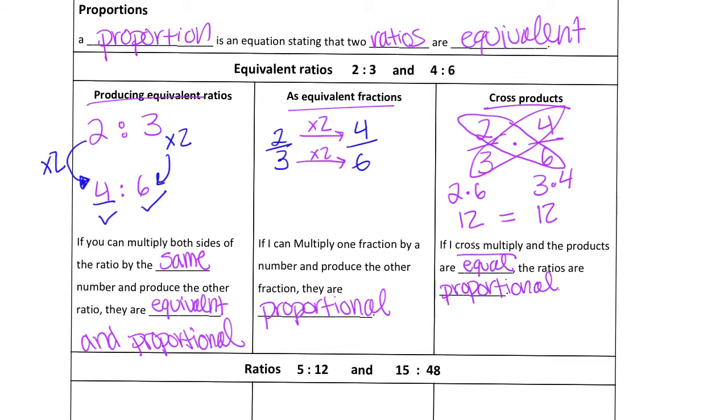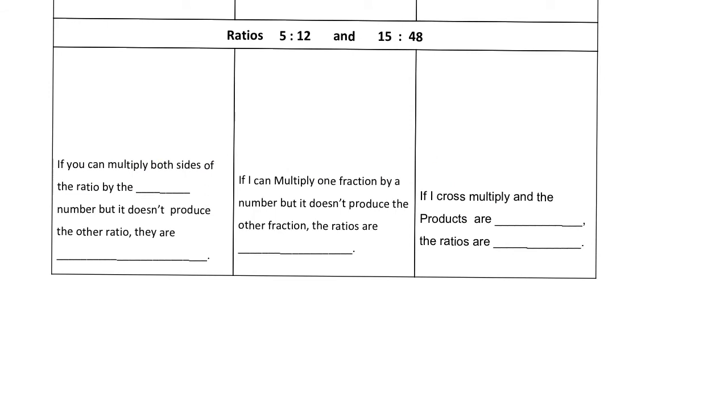Okay, so it's just ratios that are equivalent. I can either set them up like over here and multiply, or I can multiply straight across, or I can cross multiply. So let's try another example. We're going to do it just by multiplying here. So I have the ratios 5 to 12 and 15 to 48.